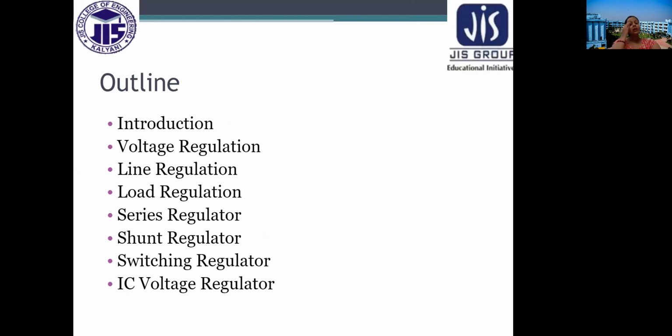So these are the contents, the outline that we are going to cover today: voltage regulation, line and load regulation, series and shunt regulator, switching regulator, and IC voltage regulator.